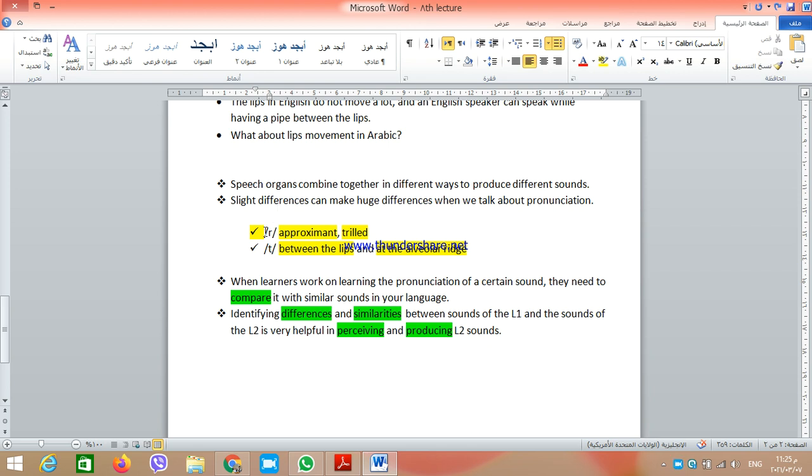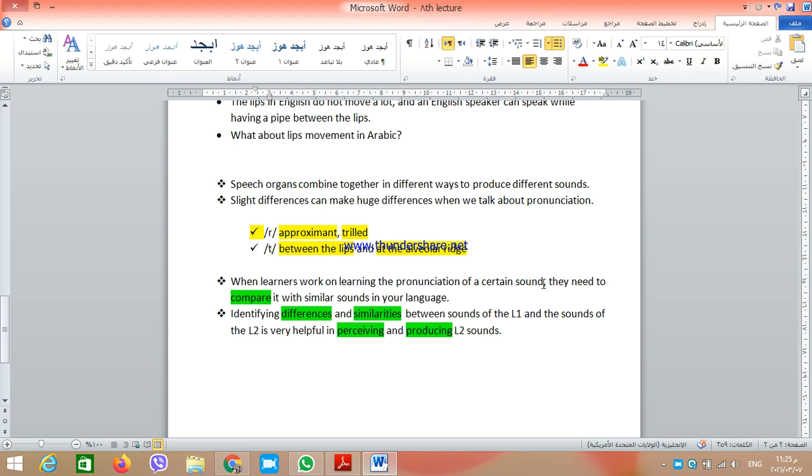Now, speech organs combine together in different ways to produce different sounds. This is the end of the discussion of the speech organs, and these are some notes that you can take into consideration. First of all, in most cases, no one organ of speech can produce a sound. There is often an interaction between at least two organs of speech to make different sounds.